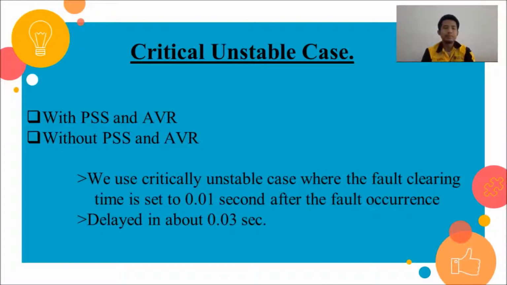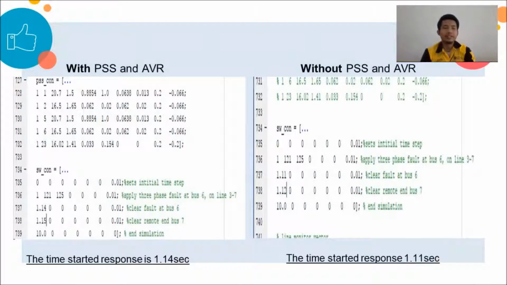For this critical unstable case, we have two conditions: with PSS and AVR and without PSS and AVR. In this case, the fault clearing time is set at 0.01 second after the fault occurrence, and the delay is about 0.03 second. With PSS and AVR, the time start response is 1.14 seconds, and without PSS and AVR, the time start response is 1.11 seconds.